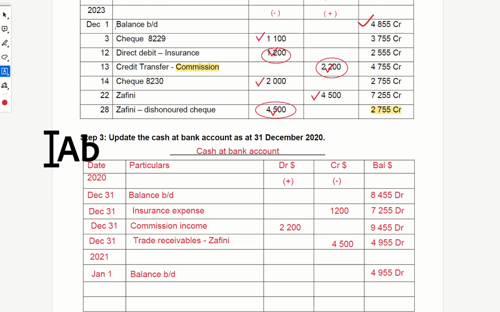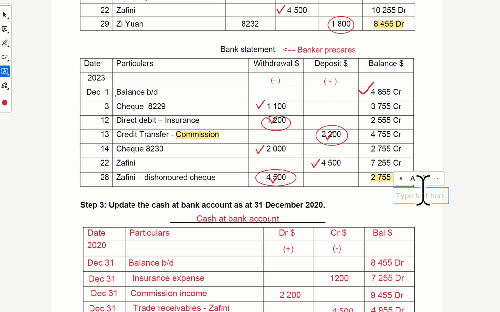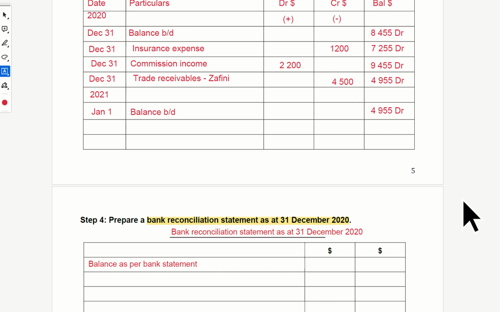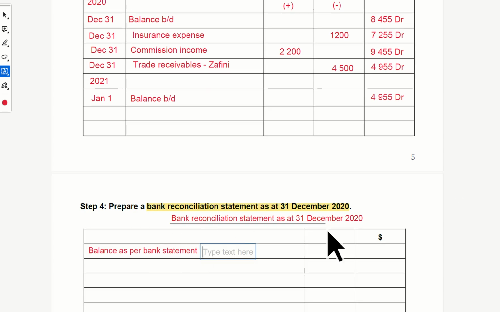Okay, you can put here. And remember we said credit means that you have money in the bank. All right, so if you see a credit, it means that you have an asset in the bank account, and that's a good thing. Okay, so we're going to write here balance as per bank statement. You can write here credit. Credit means that there is an asset.